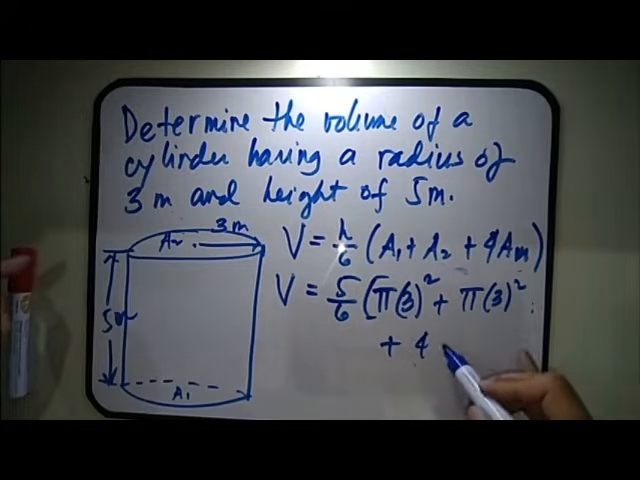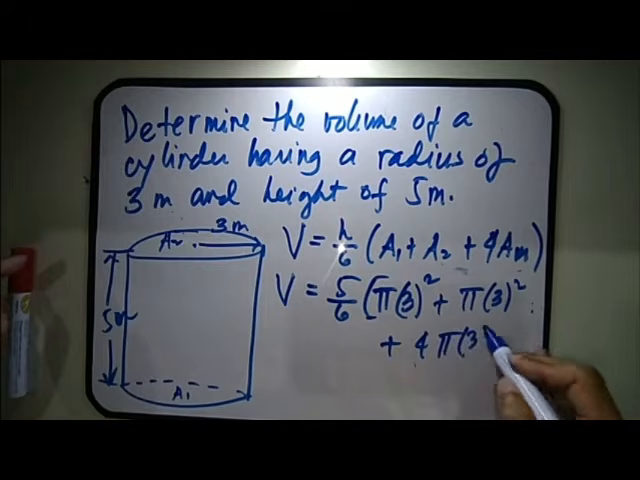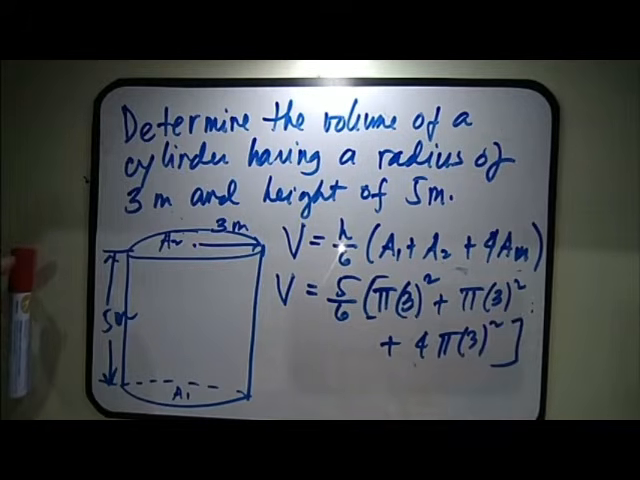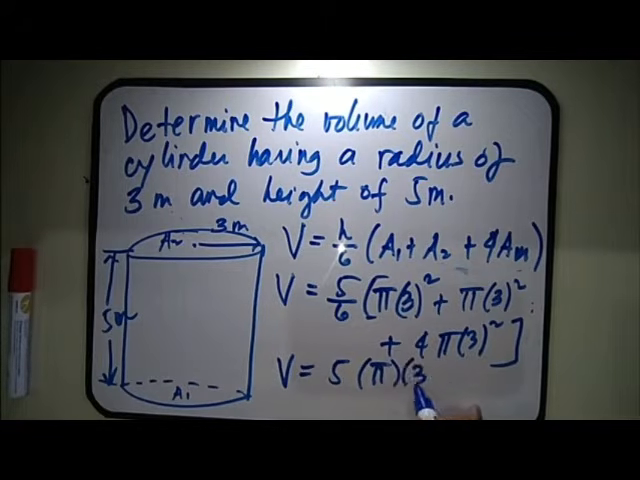So, 4 times pi r squared. So, 1, 2, plus 4, so 6. The 6 can be canceled, since it is common. So, the volume equals 5 times pi times 3 squared. We have the volume equals 45 pi cubic meters.